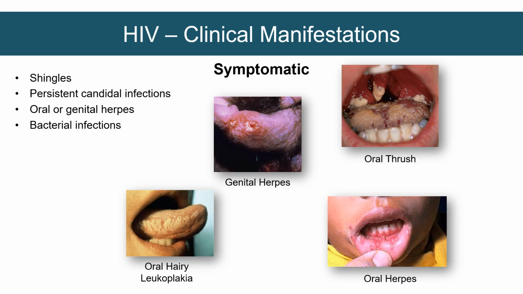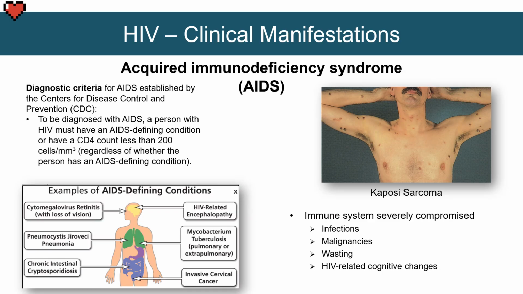These are some examples of things that can happen during that symptomatic phase: shingles, persistent candidal infections, oral and genital herpes, and bacterial infections. Things that you normally wouldn't see, but being immunocompromised, these types of things pop up.